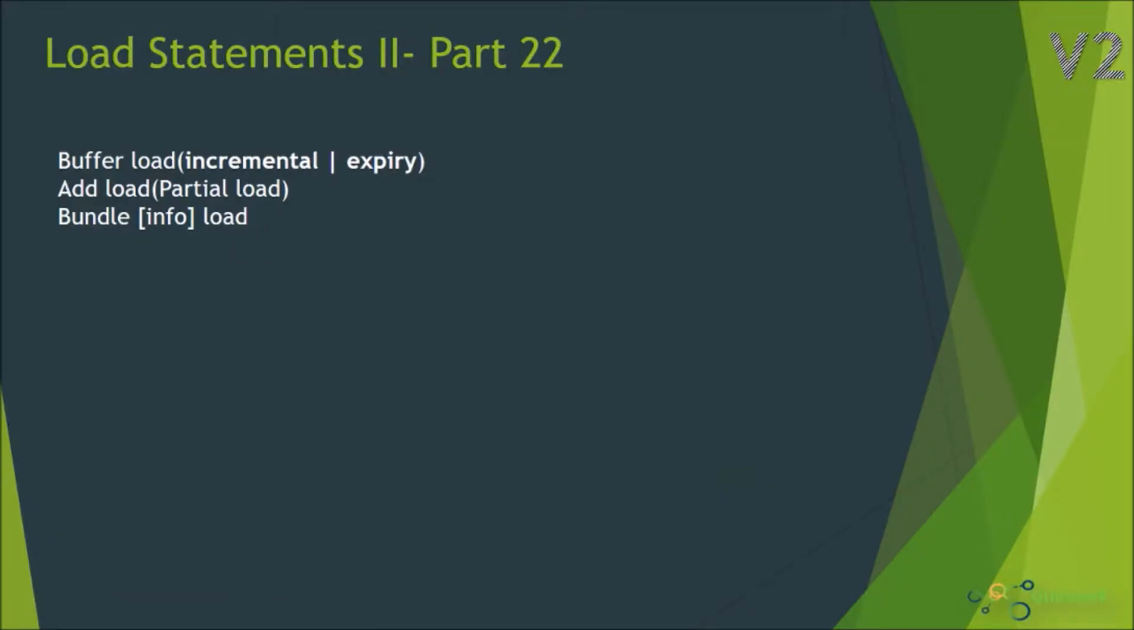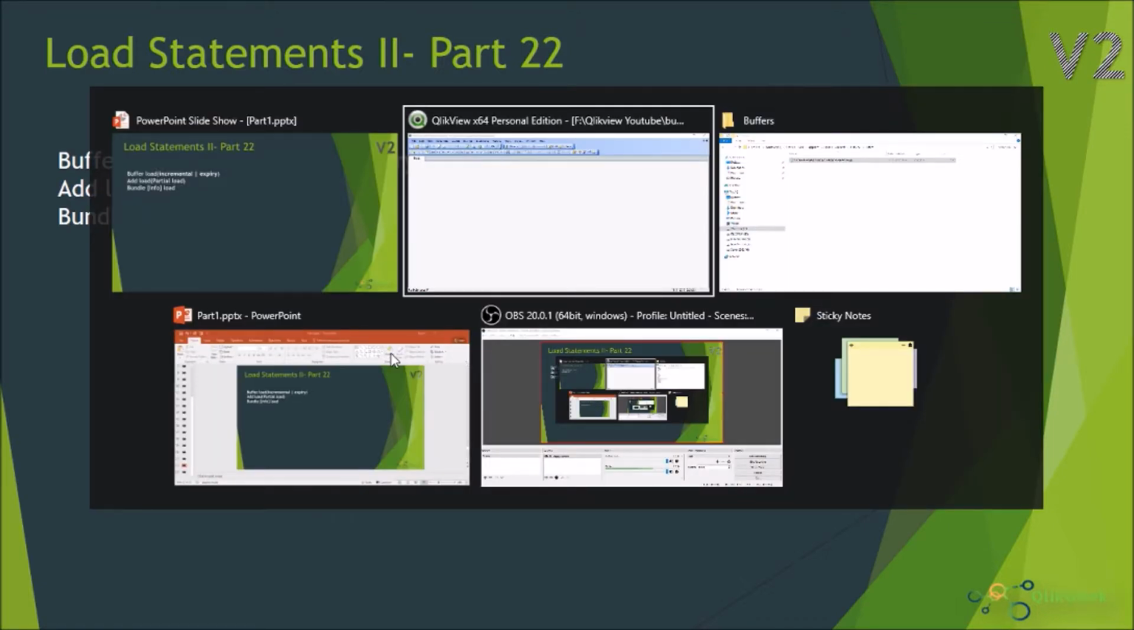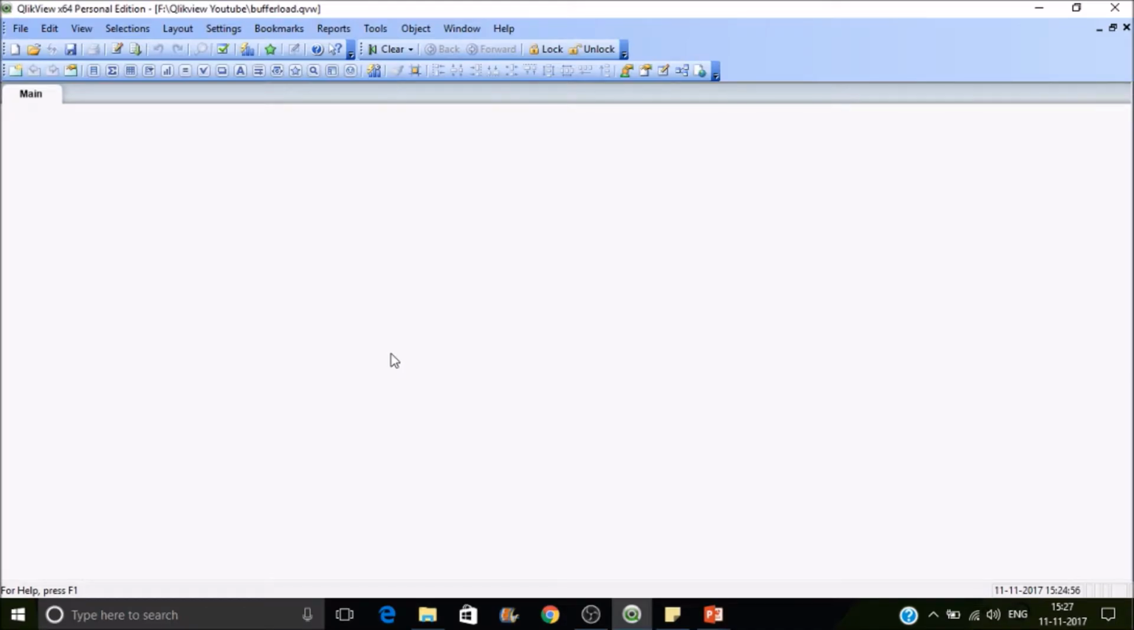The next one we have is an add load, which is also called a partial load. Whenever we have added some data set to QlikView and we are doing the reload, it will completely fetch data from the particular source. Assume that you want to fetch only the partial data, meaning what has been added. This partial load won't check for redundancy, so it's better to add distinct if you are performing any add loads. So how does it work?